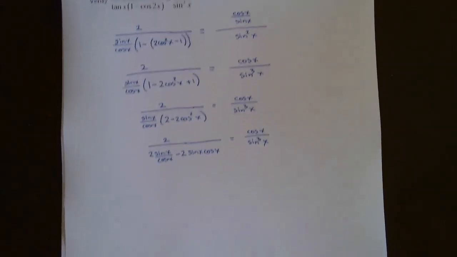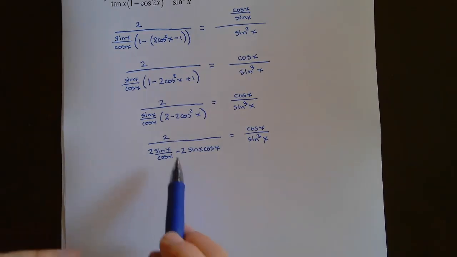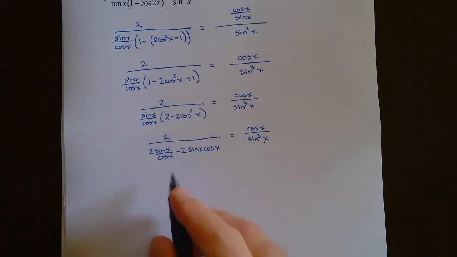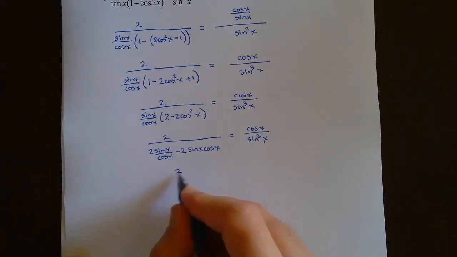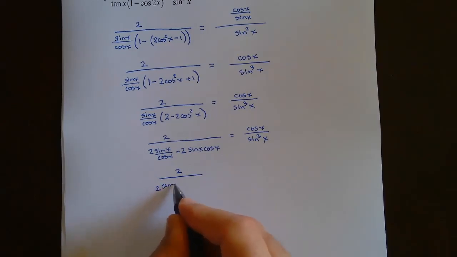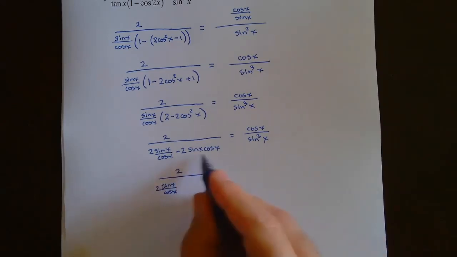Let's slide it up a little bit. All right. So now what I have is a complex fraction, but also I can factor a 2 out. Let's do that because I can factor out 2 and then they're going to cancel. So I have 2 over 2 sine x over cosine x. And you know what? I said it and I didn't do it.